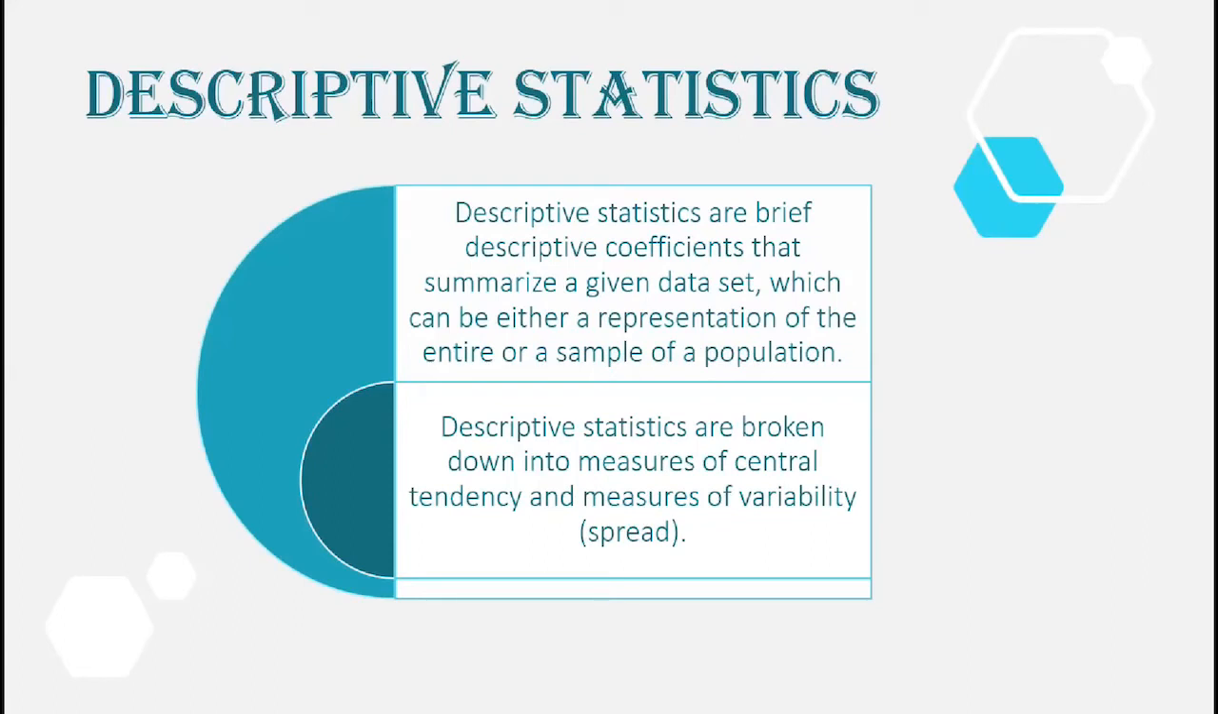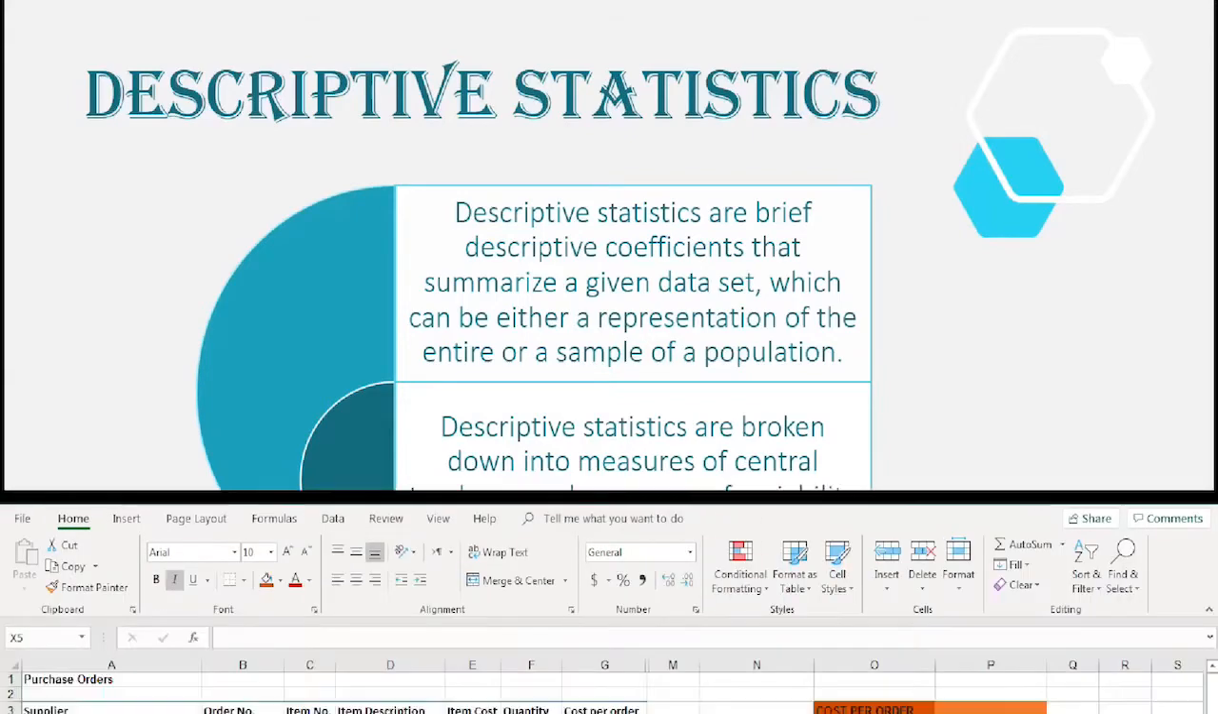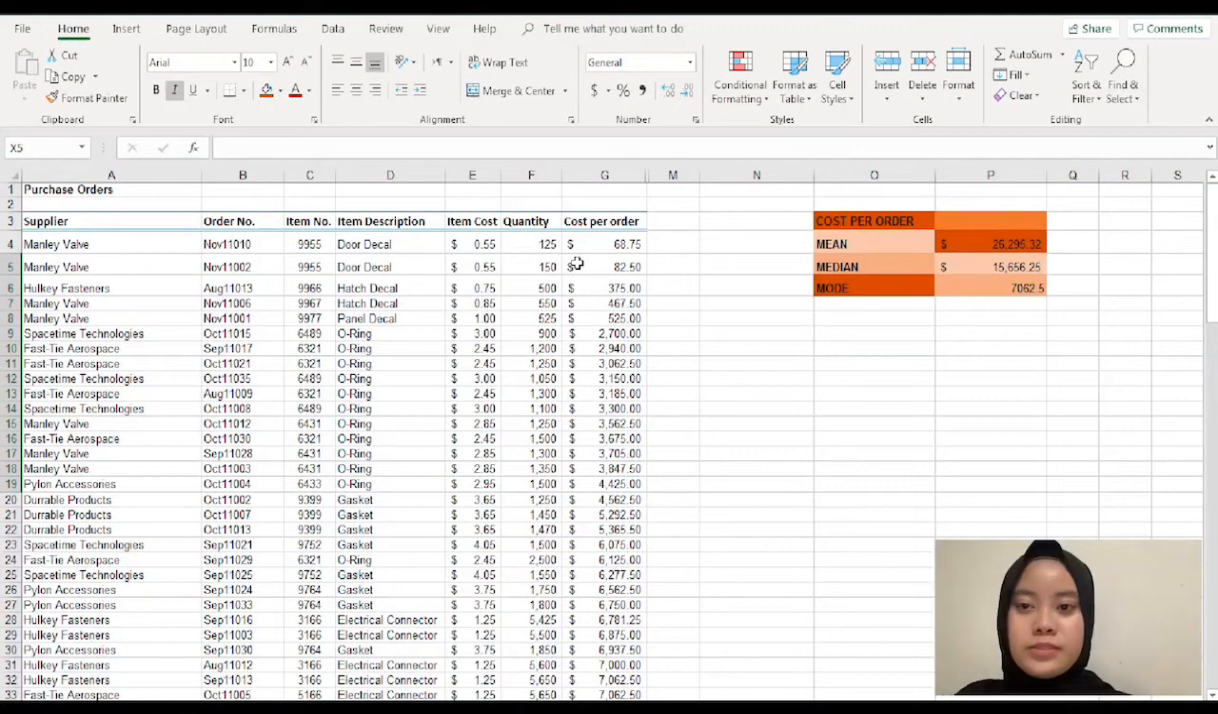Okay, we move to the descriptive statistics. Descriptive statistics are brief descriptive coefficients that summarize a given data set, which can be either a representation of the entire population or a sample of it. Descriptive statistics are broken down into measures of central tendency and measures of variability, in other words, spread.